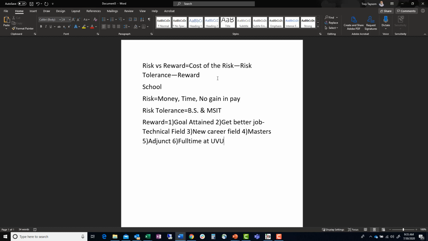So, now that we understand that there's a risk, a reward, and a risk tolerance involved, let's put it into business terms, okay? And believe it or not, you guys do this all the time too. This is called cost benefit analysis. I told you guys at the beginning of the semester that you would feel like sometimes this was an economics class. Well, this is your economics lesson today. Cost benefit analysis. It's really simple.